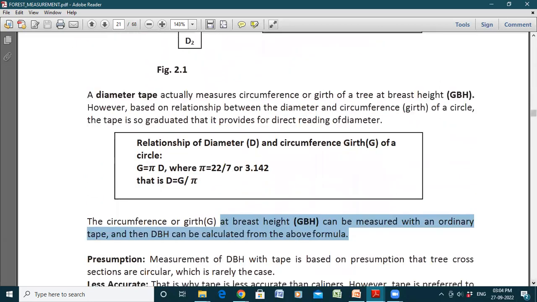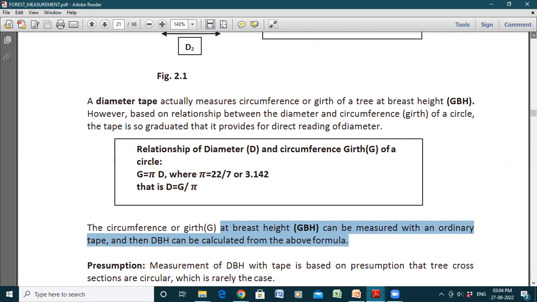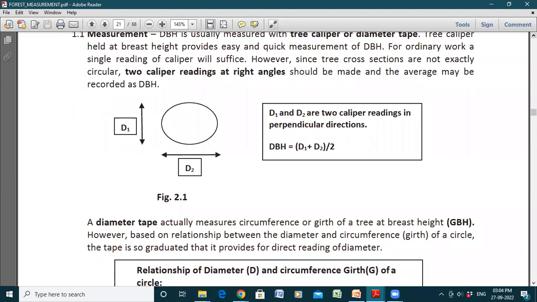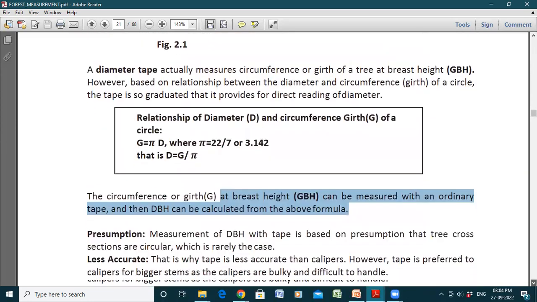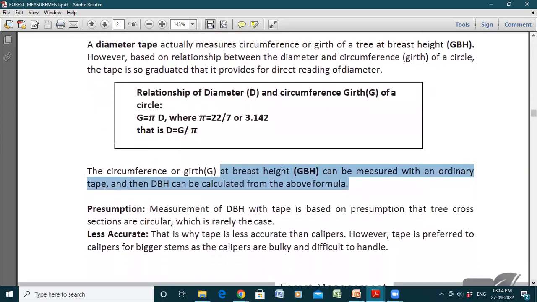Now we have that Z is equal to pi D and D is equal to Z by pi. So this Z, the GBH, can be measured with an ordinary tape. As soon as we get Z, we can easily calculate D, because Z by pi is equal to D from the equation Z is equal to pi D. And once we get that, we could find D1 and D2 separately also, but it is not required.